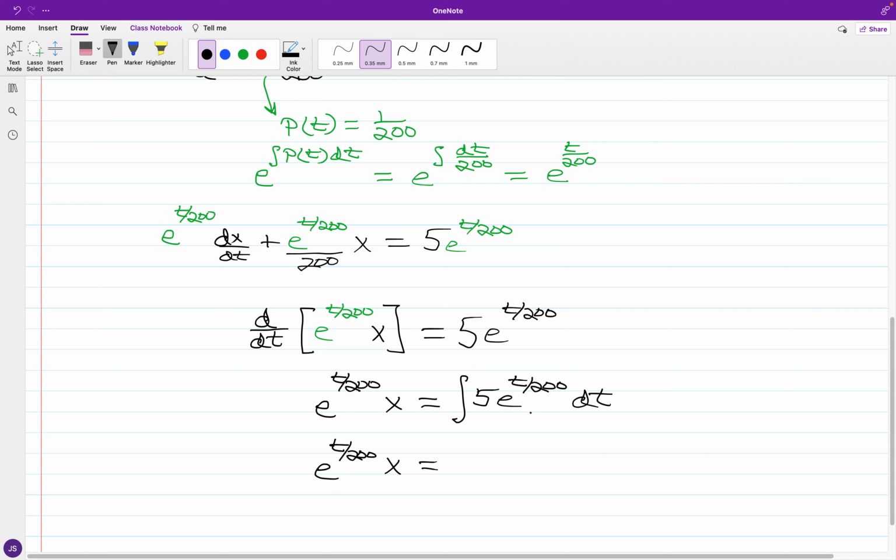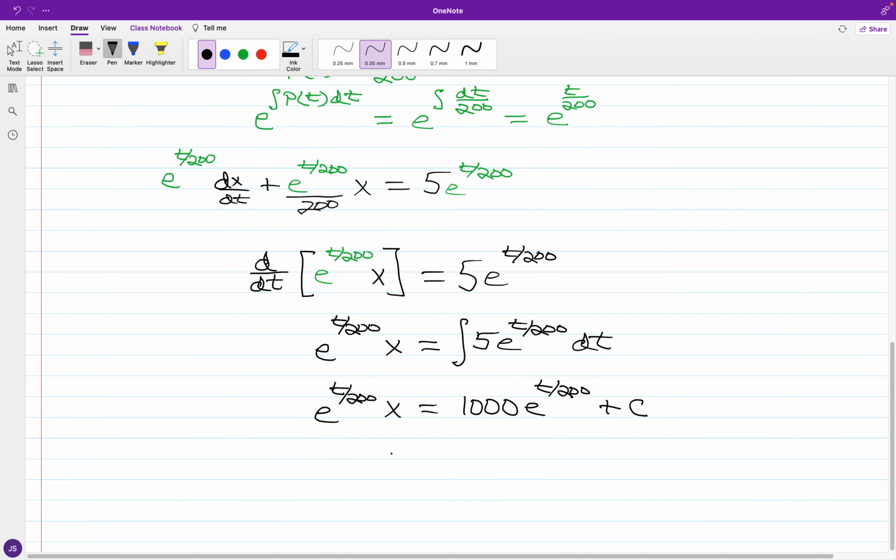Now again, if I were to take the derivative, I would be multiplying by 1 over 200. But since I'm integrating, or taking the antiderivative, I'm dividing by 1 over 200, which means that I'm multiplying by 200. And 200 times 5 becomes 1,000. So we have 1,000 times e to the t over 200 followed by the constant.